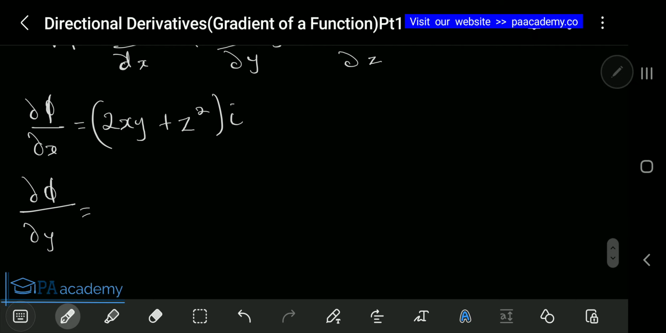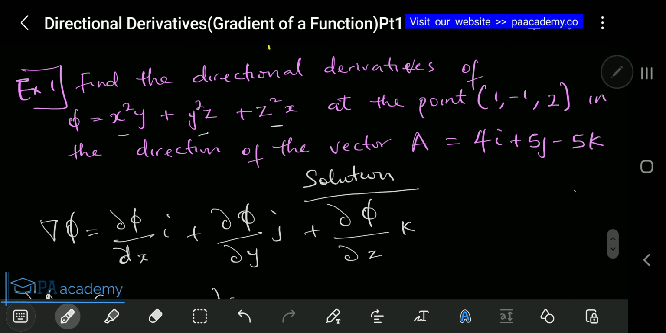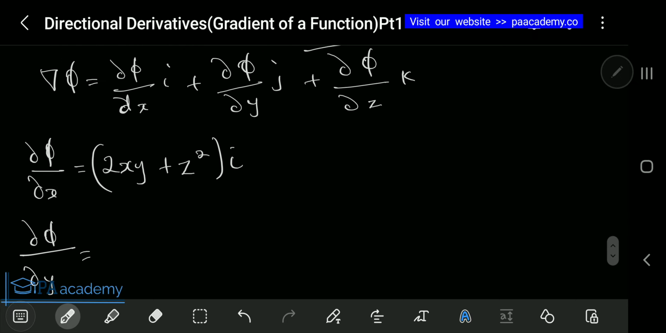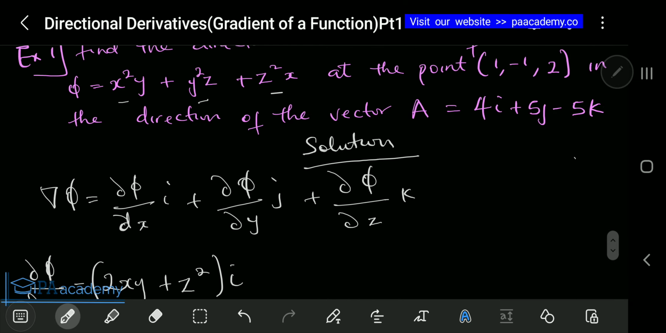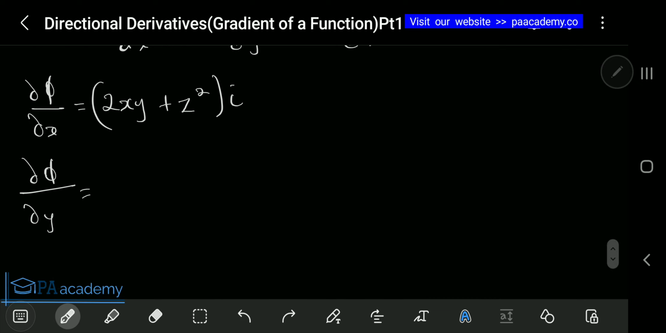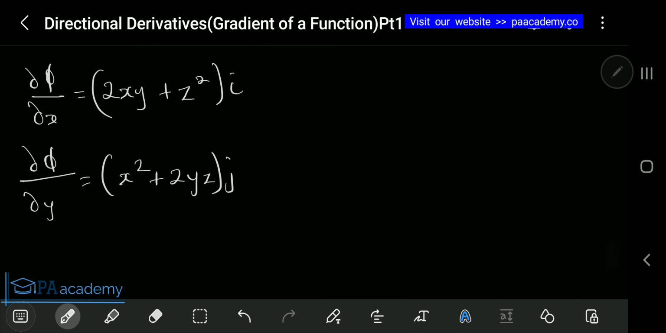If you look at the partial differentiation of the function with respect to y, this will give us x squared, and this will give us 2yz, and this will give us 0 because we are not having any y in it. So let me write it out. Like I said, you're going to be having x squared plus 2yz j.